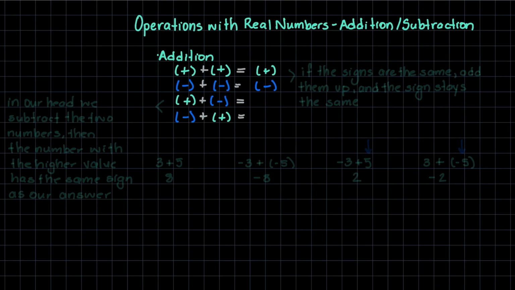Here you should see a little bit of a pattern. If I start with two positives, the answer is positive. If I add two negatives, the answer is negative. So what I like to say is, if the signs are the same, add them up, and the sign stays the same.